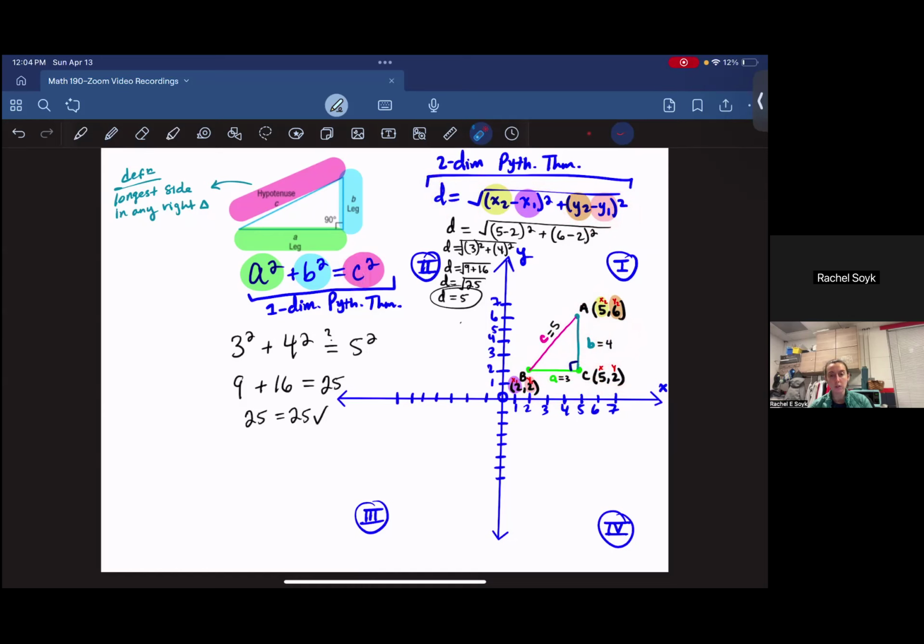So whichever way you decide to go about solving this problem, it's really good to know both methods in case you're dealing with very, very large numbers and graphing it might not be feasible.